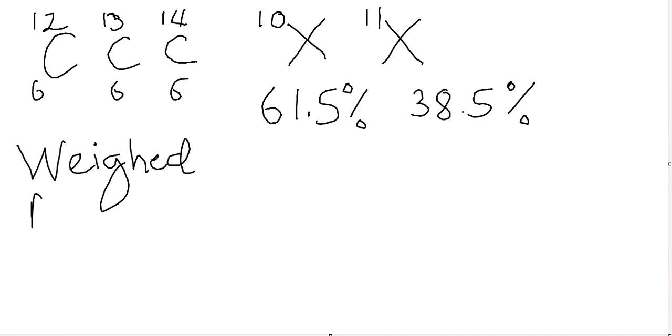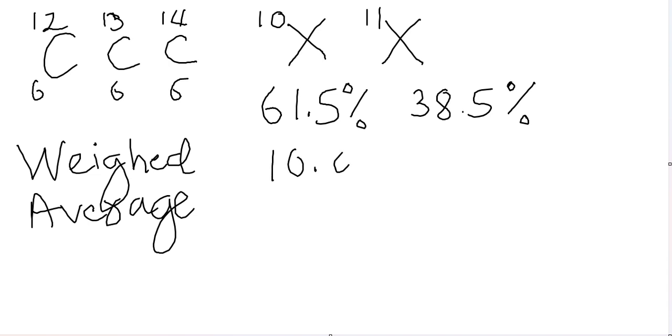We will not simply add up the mass of each. Let's say the mass of the first one is 10.0 AMU, for example, right? 10.0 AMU, and the mass of the second one is 11.0 AMU. We will not be simply saying let's add up 10.0 AMU plus 11.0 AMU and divide it by 2, getting 10.5 AMU. That would be a simple average.